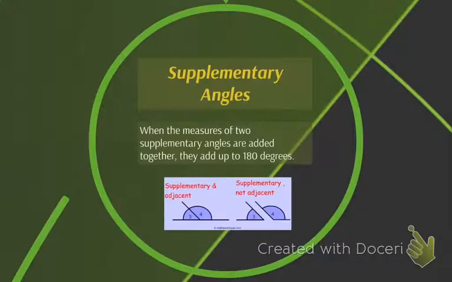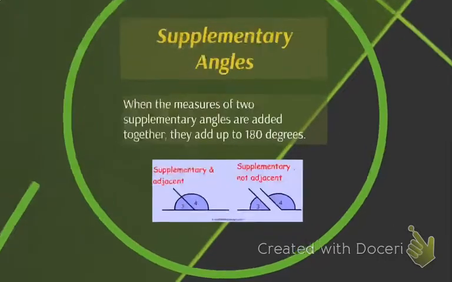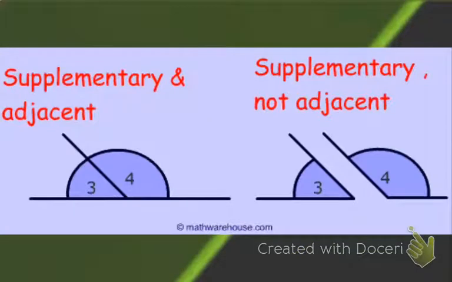Supplementary angles, we call any 2 angles that add up to 180 degrees supplementary. They can be adjacent, which means they touch each other, or they can be not adjacent, which means they aren't attached at all, or they might only be attached at, let's say, their vertices. And so in both cases, if we added up angle 3 plus angle 4, we would get 180 degrees.